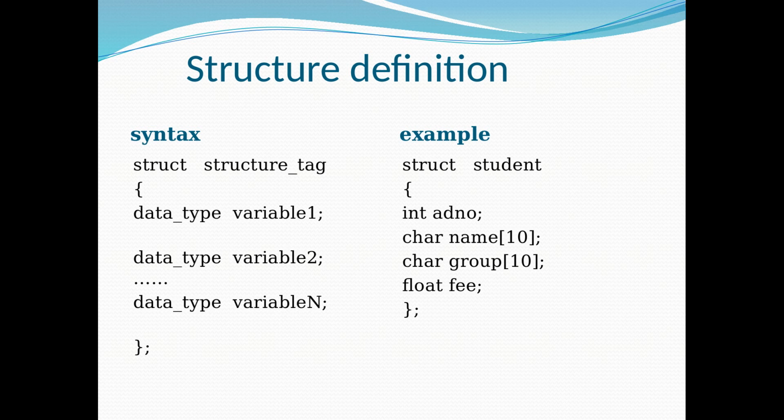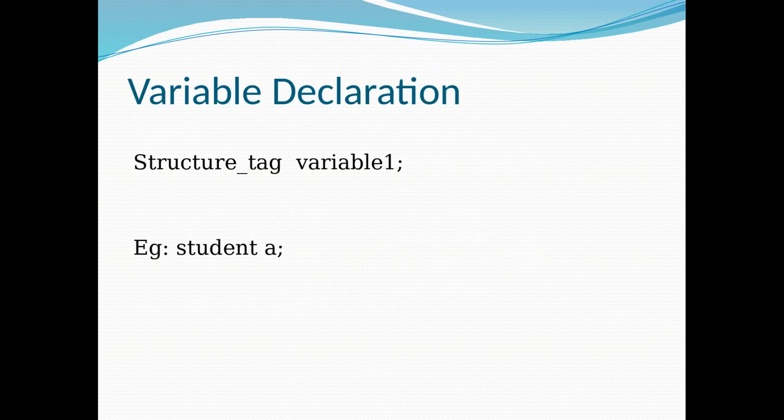That is, for creating a structure, first of all we want to use the keyword struct. From the example itself we can understand. Here we created a structure student. We created it as struct student and the elements are admission number, name, group and fee. Admission number is integer, name is a character data type, group is also a character data type and fee is float data type.